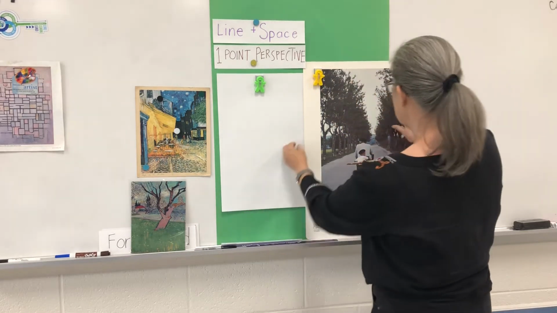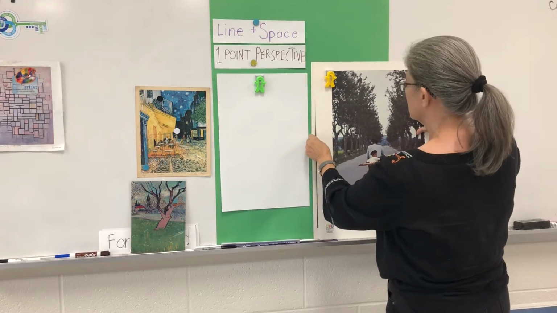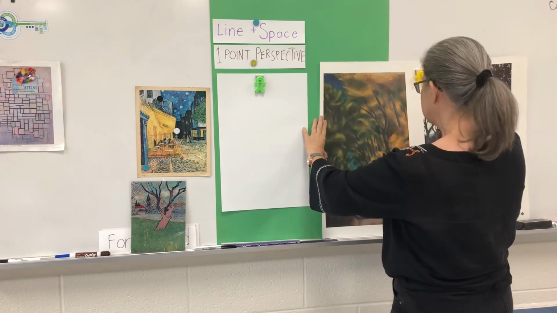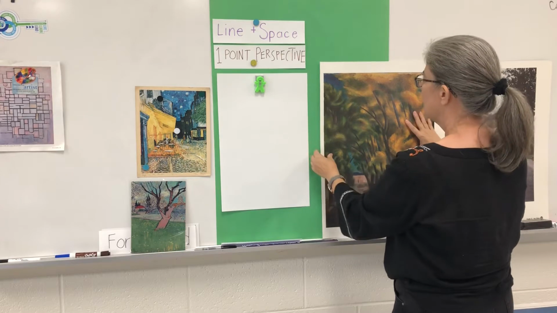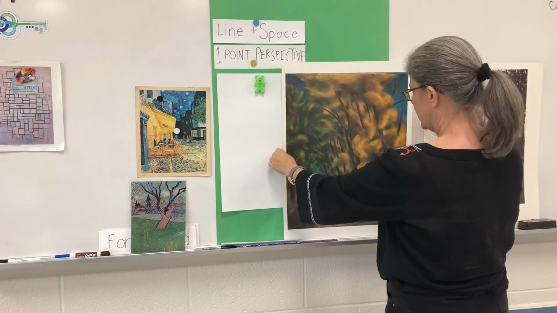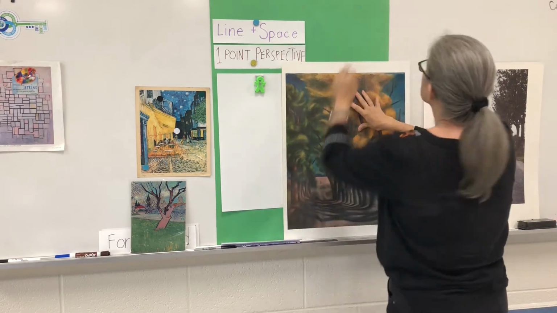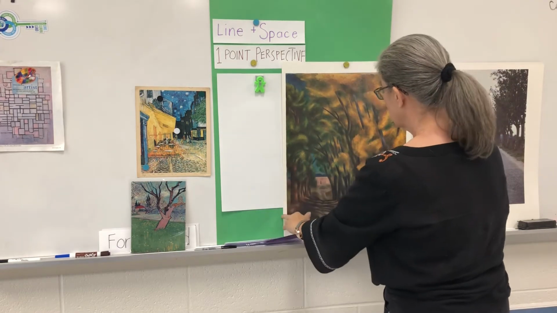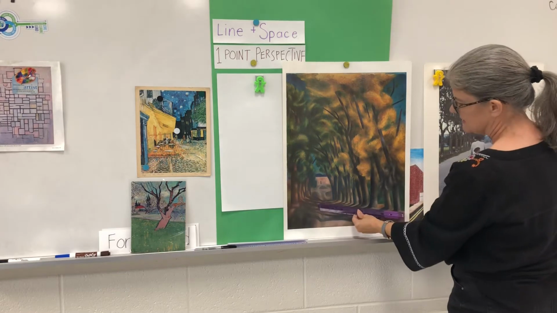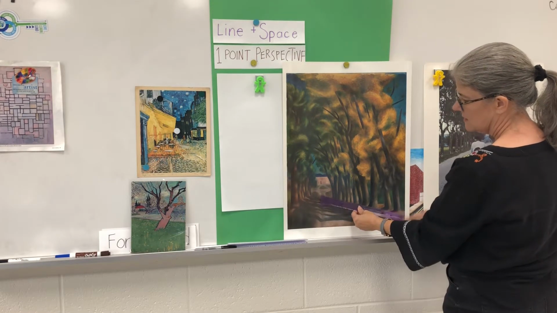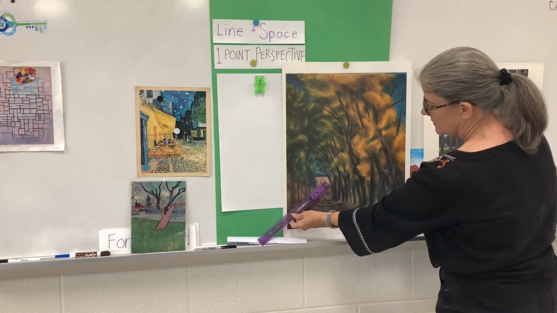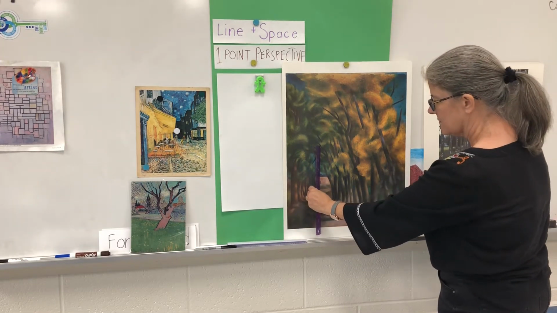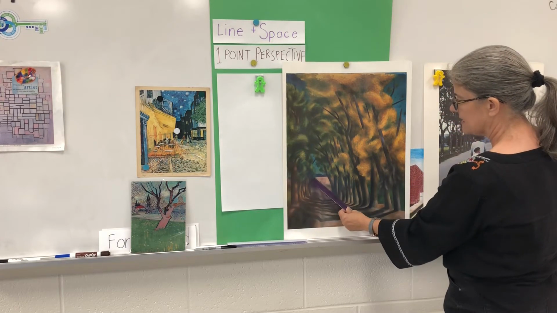So I'm going to slide this photograph over, and I'm going to show you another painting. It also uses 1-point perspective. And I need some stronger magnets, but I'll show you how the bottom of the trees line up, the bottom of these trees line up, and the edge of the road. It's a little hard to see in this, but the edge of the road is right there on the left side of the road, and then the right side of the road is here.